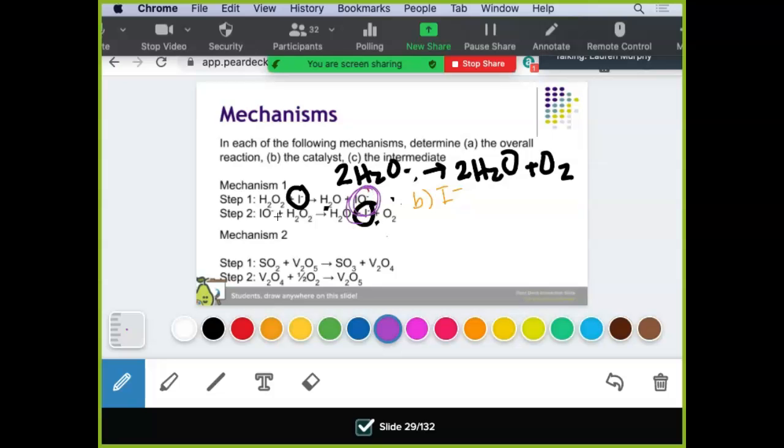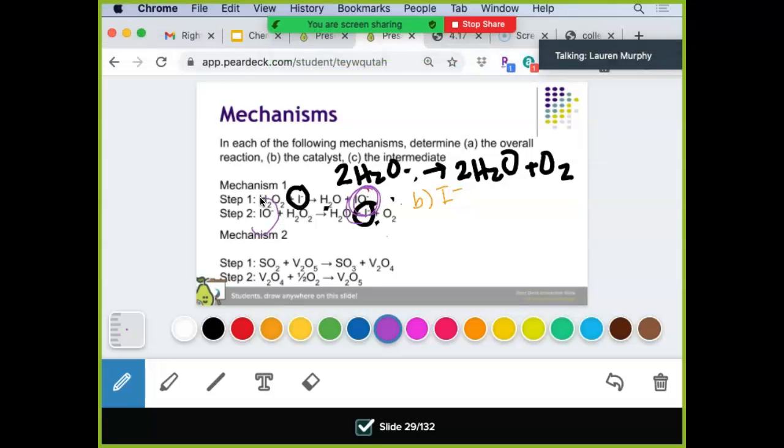IO minus gets produced in the first step and then it gets reconsumed right back in the second step. Now, if there are more than 2 steps, it doesn't have to get reused right away. It could get produced in the first step and then reconsumed in a 4th step, as long as it gets reconsumed. All right? Also notice these guys, your catalyst and your intermediate, are not part of our overall reaction. So please try to answer all 3 of these, A, B, and C, for mechanism 2 on your own.